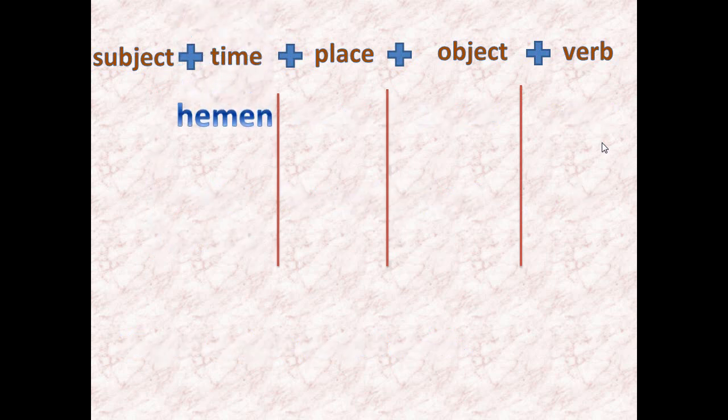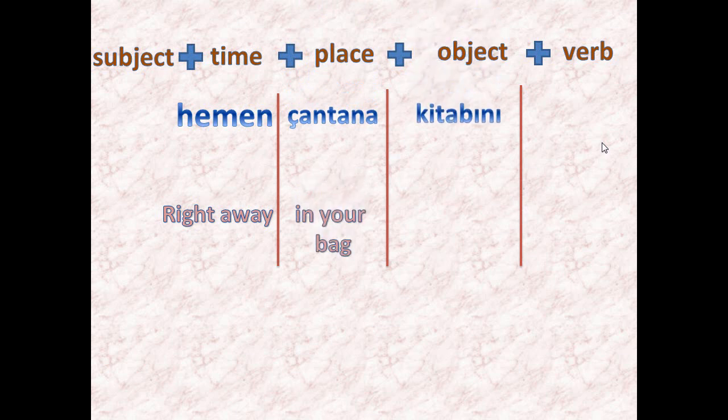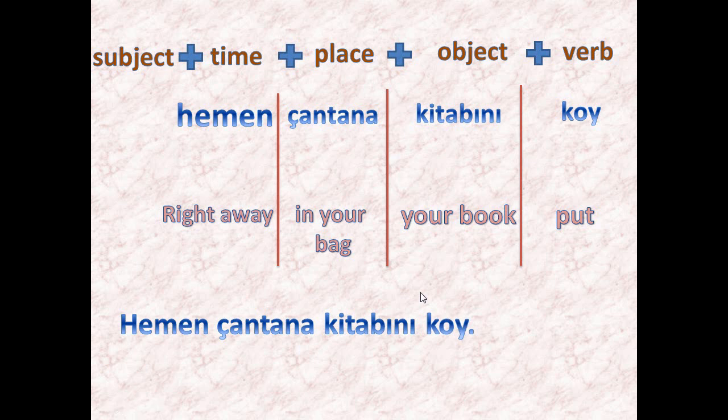Here we have hemen, means right away, immediately. Çantana, in your bag. Kitabını, your book. Koy, put. As you see here, we have the root of the verb koymak, which means put. If we have the root of the verb, we have the imperative. So the sentence is hemen çantana kitabını koy.